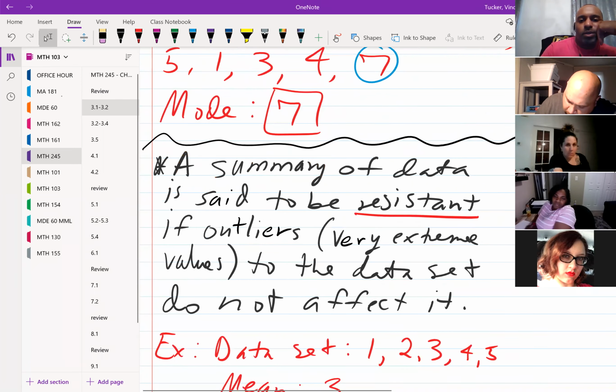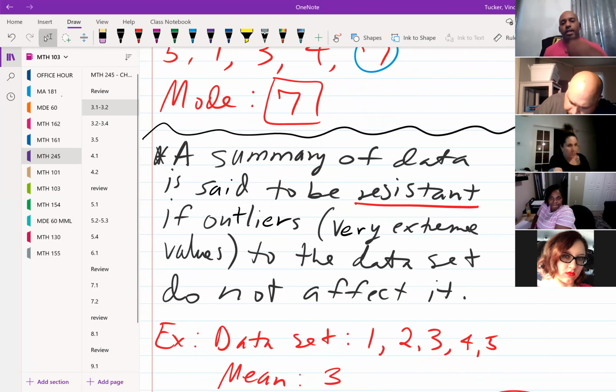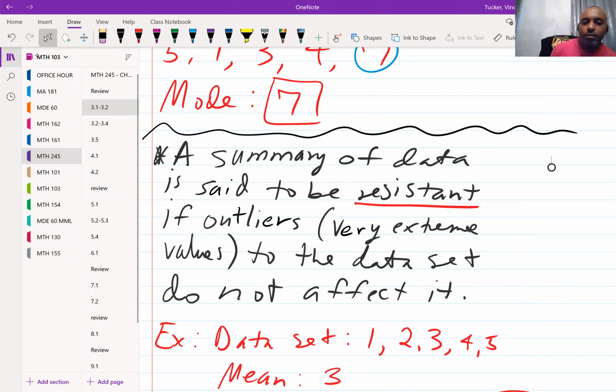So going to the statement that she just referenced, a summary of data is said to be resistant if outliers do not affect it. So outliers are very extreme values in reference to the data set. A data value or data set is said to be resistant if outliers do not affect it.